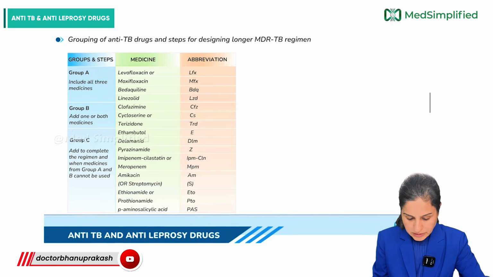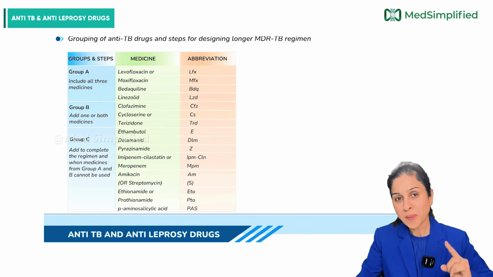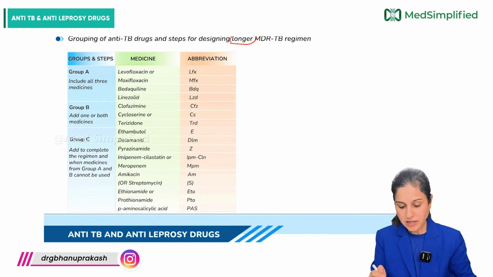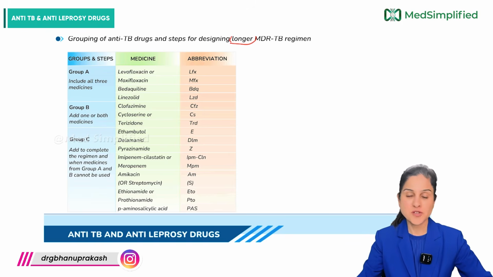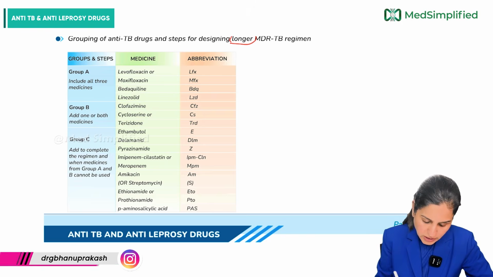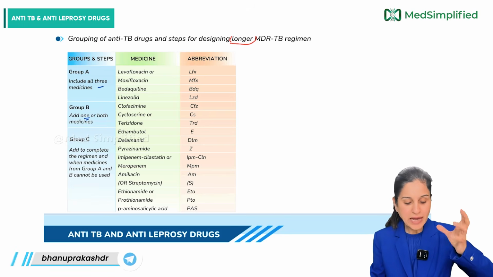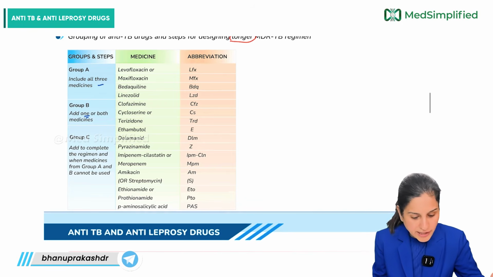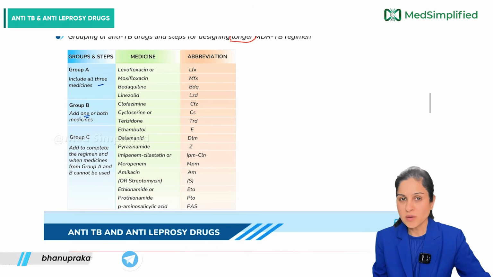Now, we have grouping of the anti-TB drugs in group A, B and C, and this grouping is used when designing the longer MDR tuberculosis regimes. We have to include all three medicines from group A, at least one or two from group B, and if from group A and group B we are not able to use one or two medications because of some contraindication, then to supplement those, we add drugs from group C.